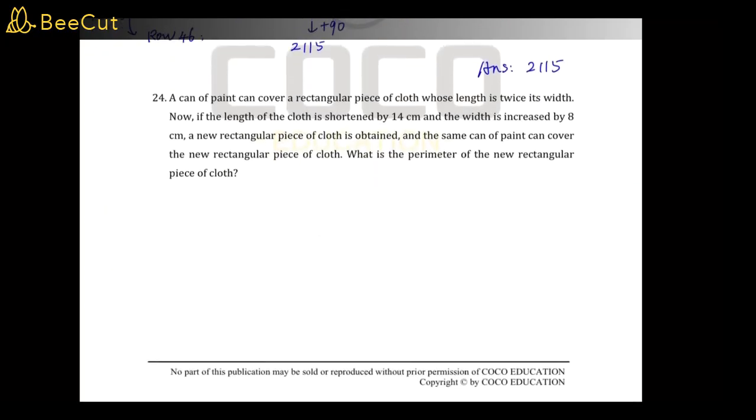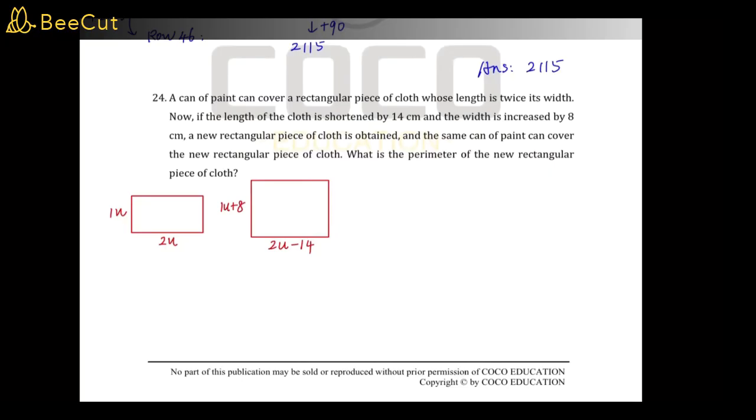For question 24. So at first we have a rectangle. It's given to us that the length is 2 times of the width. So let's say the length is 2u, the width is 1u. Now, if we shorten the length by 14 and increase the width by 8, so we get a new rectangle. Now, let's say this part is 2u minus 14. Then this part is 1u plus 8. Give us the same area.